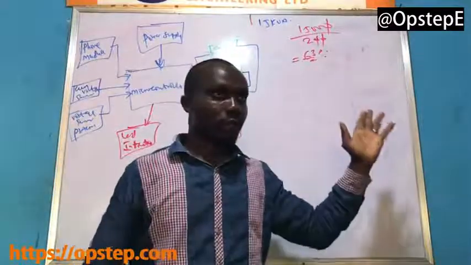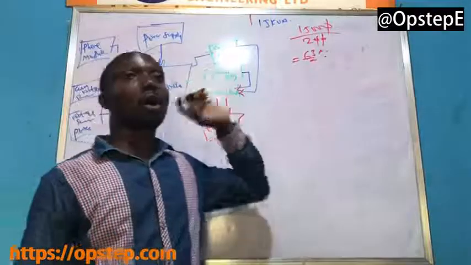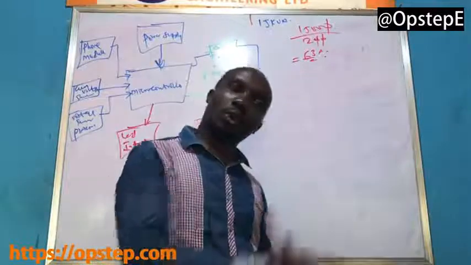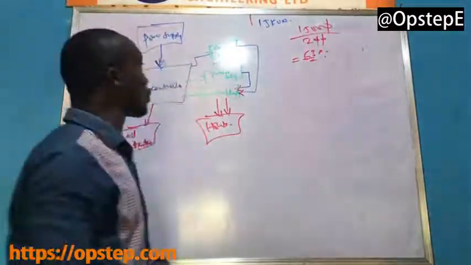When it comes to relays, we find out how relays are rated. Relays are rated in their coil voltage and then the contact current. So contact current and voltage will also be stated. But when we get to discussing it, we'll discuss that.